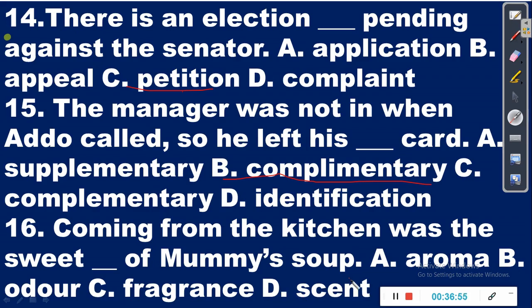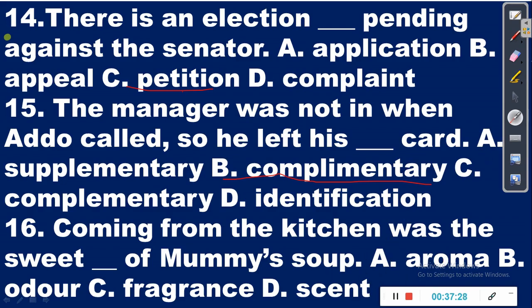But then there are slight differences among them. Now, what is aroma? When you talk about aroma, you are talking about a pleasant smell, especially the smell of something you can eat. So it fits in here, because you can talk of the aroma of tea, coffee, soup or stew. That is actually appropriate.